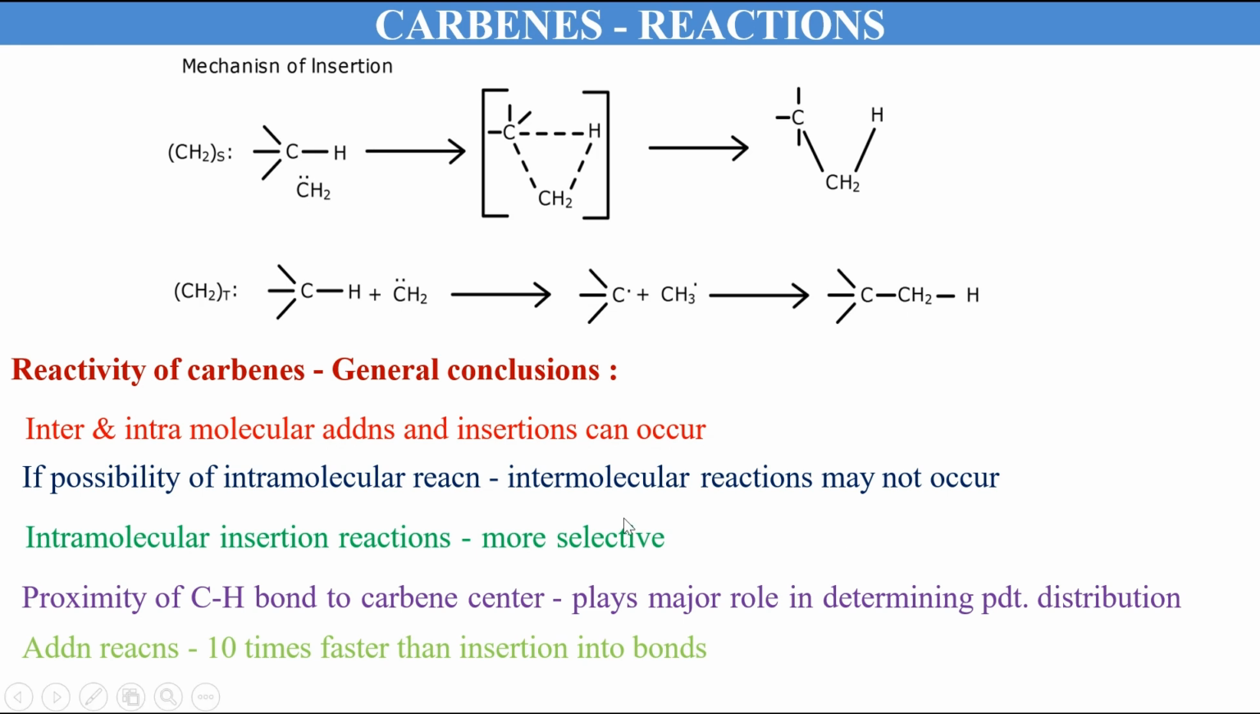Addition and insertion reactions are competing reactions. Addition reactions are more easily formed. It is 10 times faster than the insertion. When there is nothing to add to, then it can undergo insertion reaction. Generally, addition predominates over insertion. These are the two reactions which the carbenes can undergo.